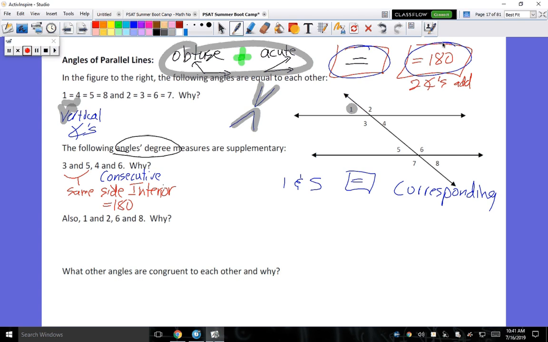Are they equal or are they 180? Same side exterior, and they are 180. So 1 and 7, they're equal to 180. Same side exterior.